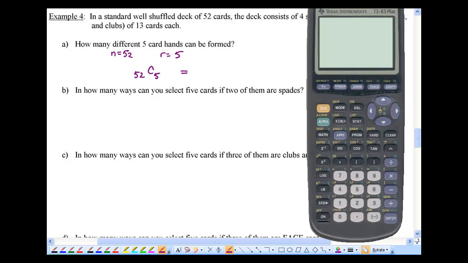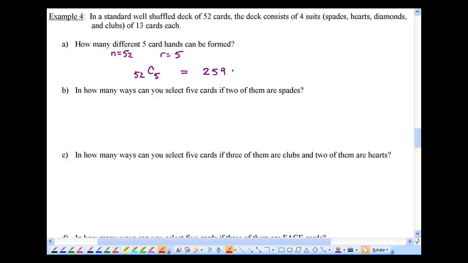Numbers this big, forget it. Doing it on the calculator. Turn on the calculator first, right? 52, math, from 3, 5. Bing, bing, bing. 2, 5, 9, 8, 9, 6, 0. 2,598,960 ways. Cool.